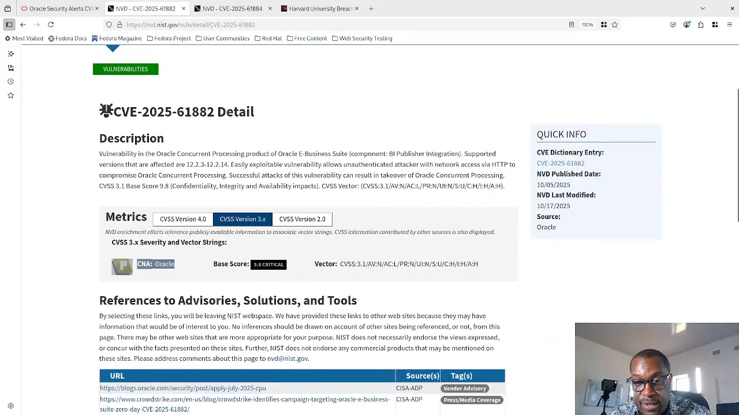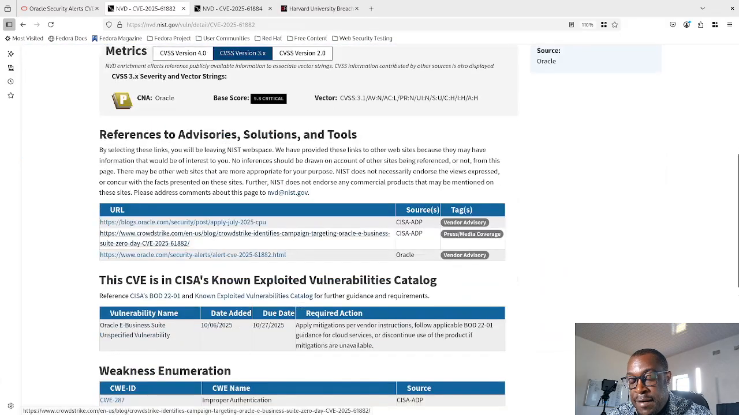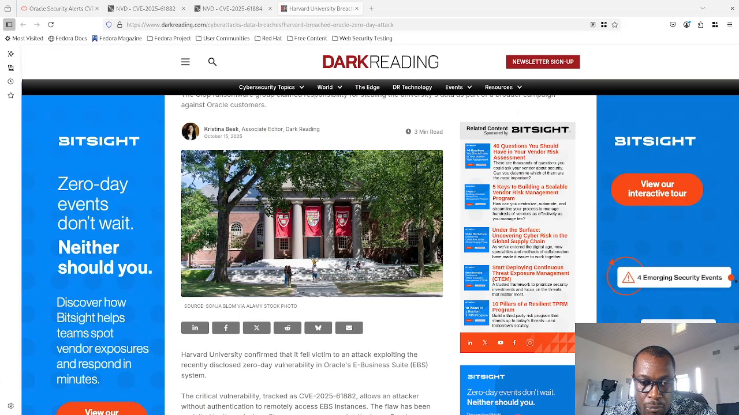And this happens to be the vulnerability that many of the hackers are exploiting in the cases of Harvard University and Wits University. And right now, let me take you through what happened at Harvard and Wits University.